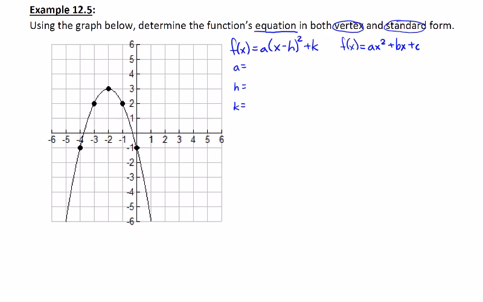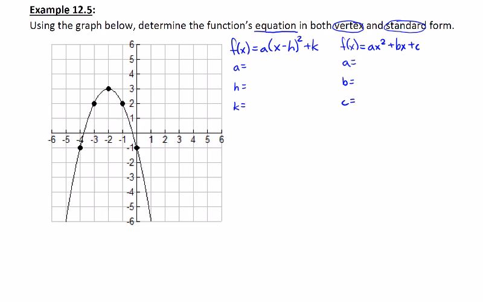Same idea applies for the standard form. If I can figure out what a, b, and c are all equal to, then I can just substitute them into the form, and I've got it done. Certainly the nice thing about the vertex and standard form being equivalent to each other is that the a value for one is going to be the same a value that you would use in the other. The only thing that's different is that b and c are not going to be the same as your h and k. Those are going to be different.